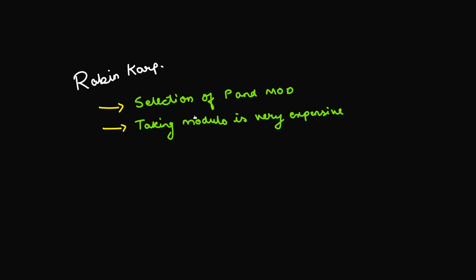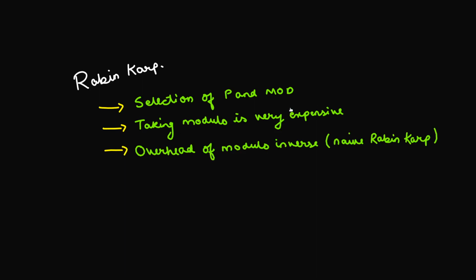Okay, so we'll see how we can implement Rabin-Karp without even using the modulo operator. That will actually give us a really good runtime, and we won't have to worry about taking modulo, which is an expensive thing.